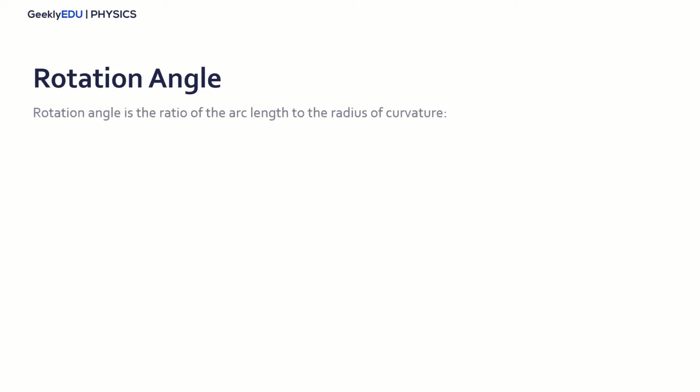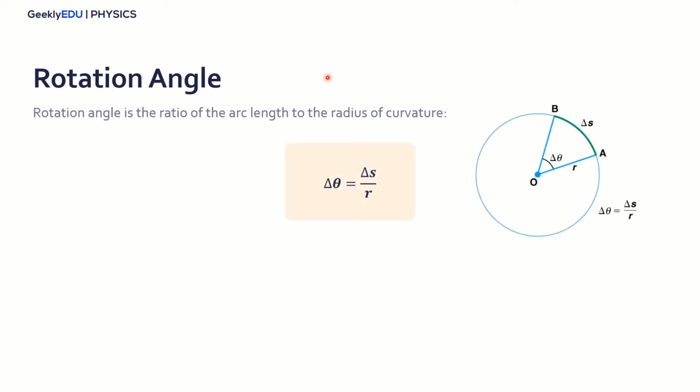The rotation angle is the ratio of the arc length to the radius of curvature. So if we see here, between point A and B, we have this length, the arc length, and the radius of this curvature. So the rotation angle is exactly this relation, this length divided by the radius.